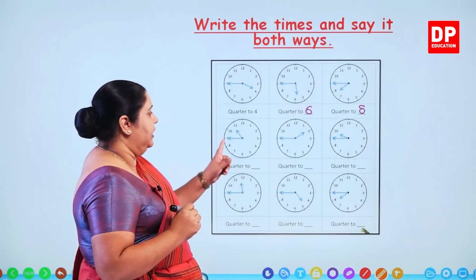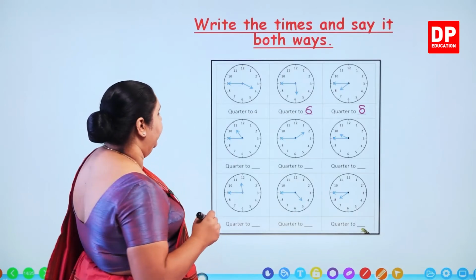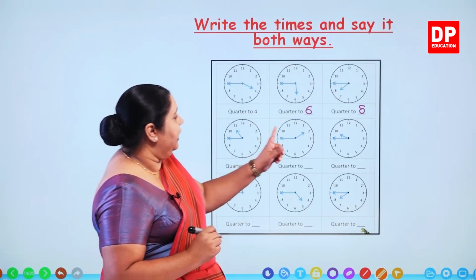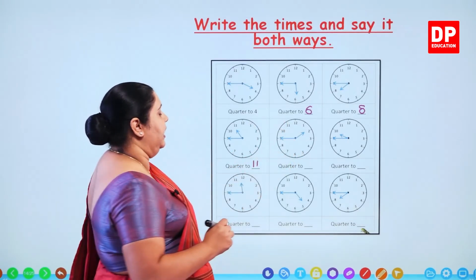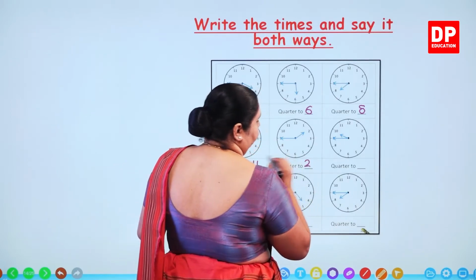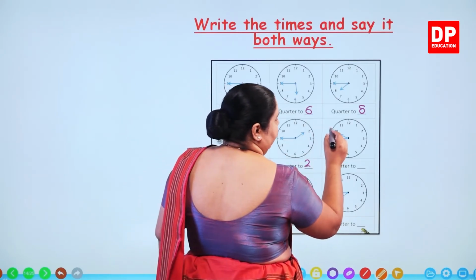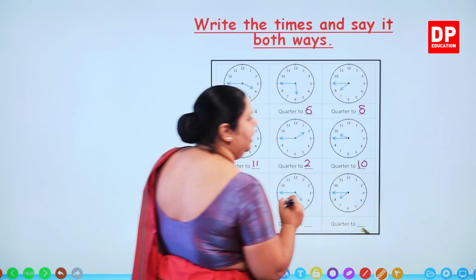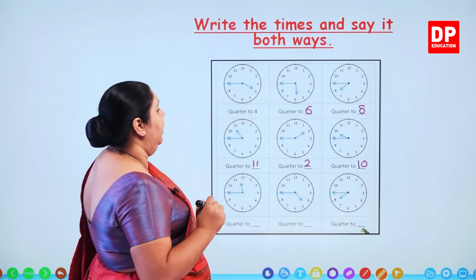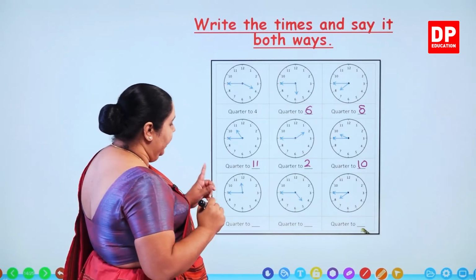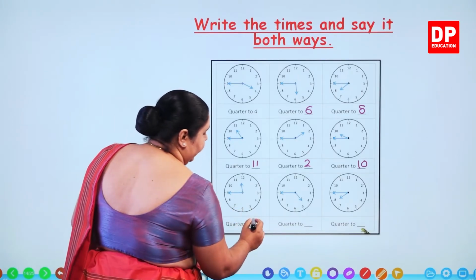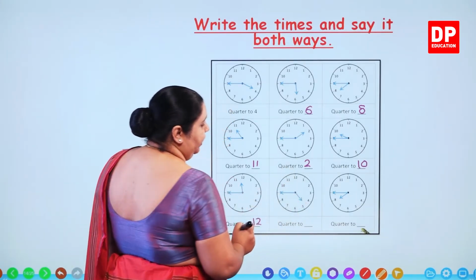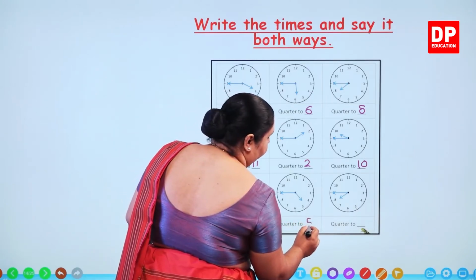Next one, we can say 10:45 or we can say 10:45. Okay, next one, we can say 1:45 or we can say 1:45. Next one, we can say 9:45 or we can say 9:45. 9:45යි කියන්නත් පුළුවන් 10ට කාලයි කියන්නත් පුළුවන්. Here we can say 11:45 or we can say 11:45. 12ට කාලයි. Here we can say 4:45 or we can say 4:45.